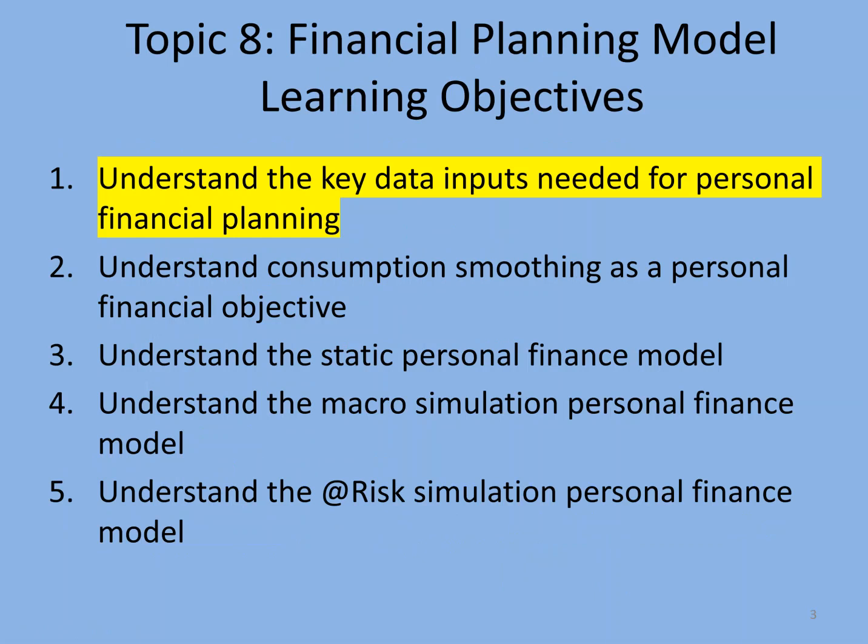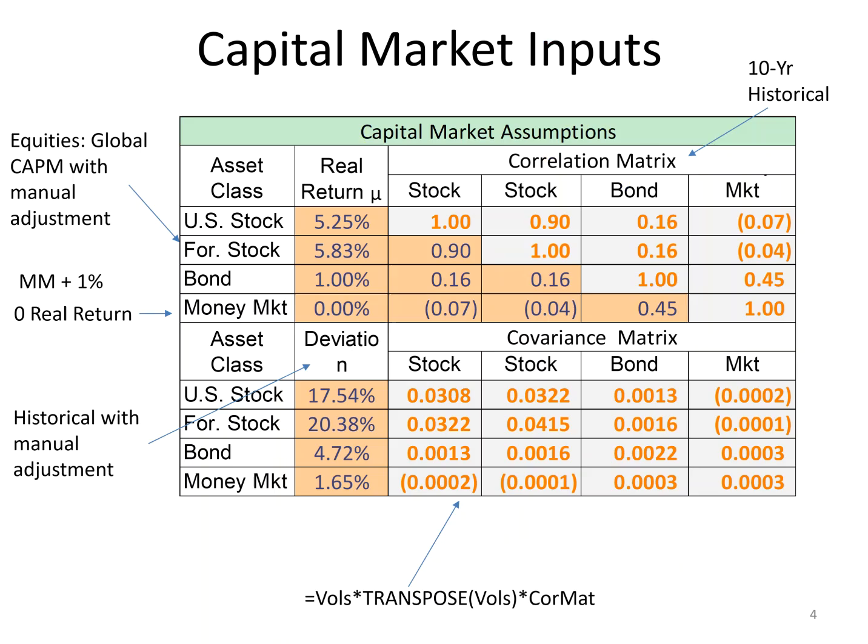So in this topic, we're going to understand key data needed for a personal financial planning model. In topic 2, we'll talk about consumption smoothing as a personal financial objective. In topic 3, we'll show a static personal financial model. By static, I mean a single point estimate, a deterministic value that has no randomness associated with it. Topic 4, we'll run a simulation using a macro. And topic 5, we'll run a simulation using @RISK software.